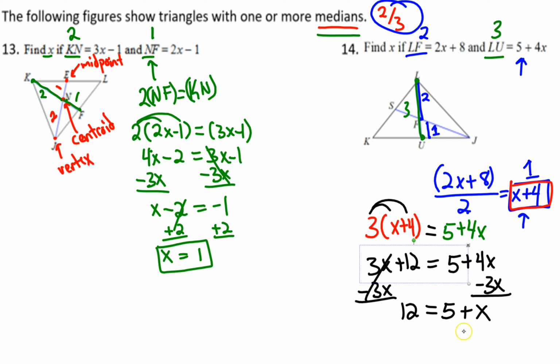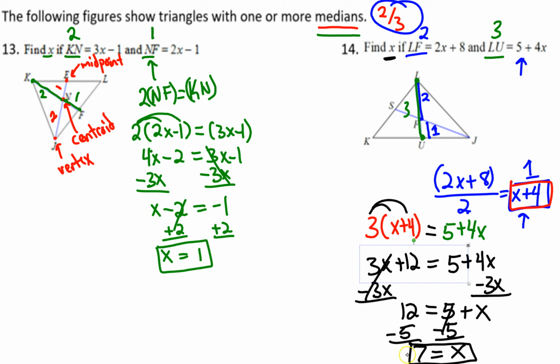Now to solve for x, I got to get rid of that 5. It's being added to x, so I have to subtract it to get rid of it. Do it to one side, got to do it to the other. And we get a final answer here of 7 is equal to x. That's what the problem asks me to do. So there's my final answer, x is equal to 7.